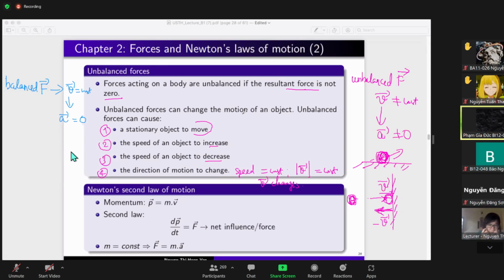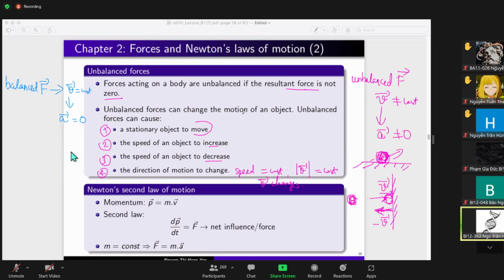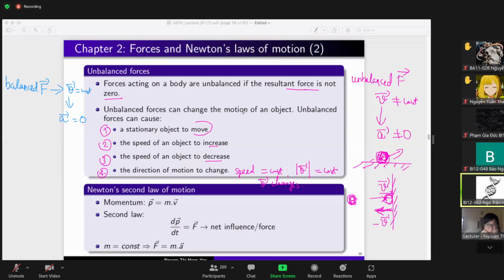Okay. We have the Earth orbiting around the sun. Ngô Hoàng Quân. Yeah. So when the Earth rotates around the sun, its speed doesn't change, but the direction changes. Very good.